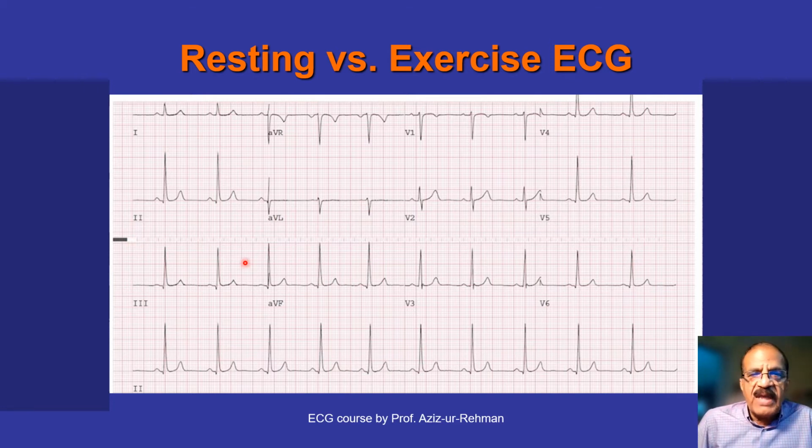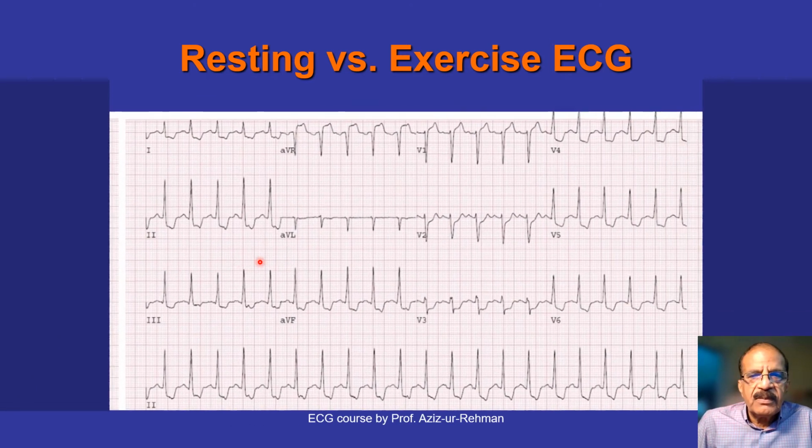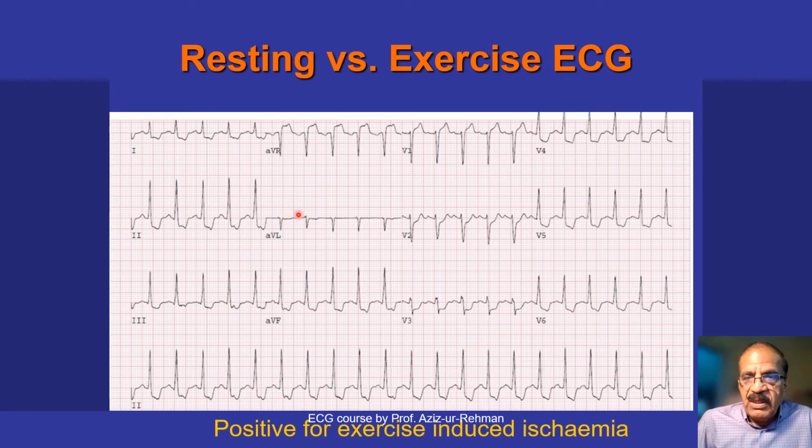But when we do exercise, when we put him to the exercise tolerance test, look what happens. Same patient has developed marked ST segment depression. Look at this one. If you draw an isoelectric line, there is at least 2 millimeter ST depression with downslope of ST segment, followed by T wave inversion. Even more here, and this is the same as lead 2, very, very marked ST depression.